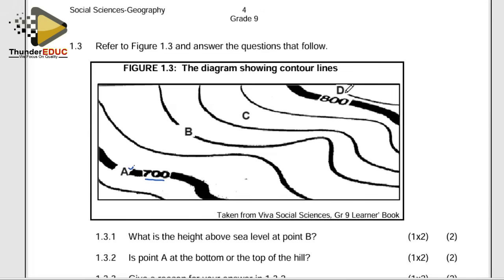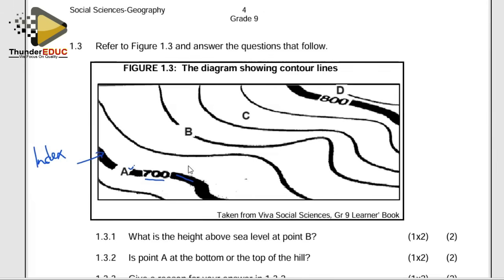Then we have contour line D after 800. These bold contour lines here are what we call the index contour lines. The index, the major contour lines with a value in multiples of hundreds. Whenever we reach a multiple of 100, it's presented as a bold line, which is called an index. So it means for every 100 meters, we'll have a bold contour line.